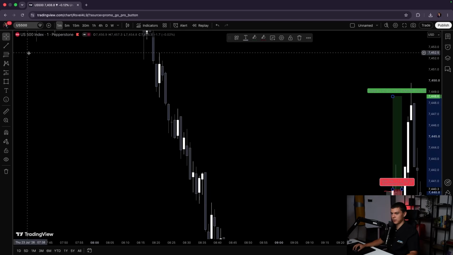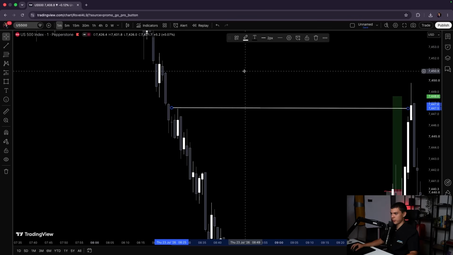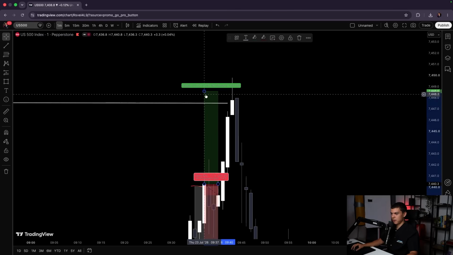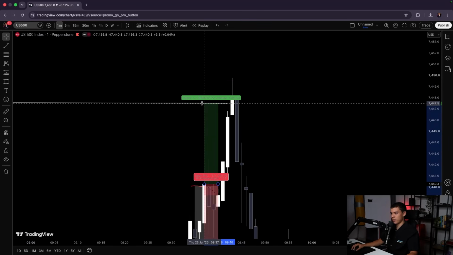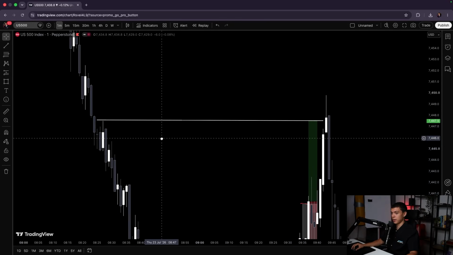I would want to target this high. My bad, it's kind of black, so you cannot see it. I would target this high, and I would get a kind of bad risk to reward ratio, but you get the point. We want to target these highs on the block.